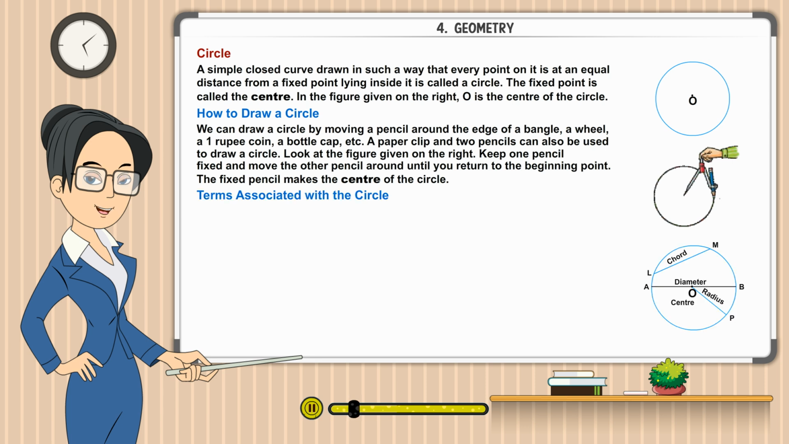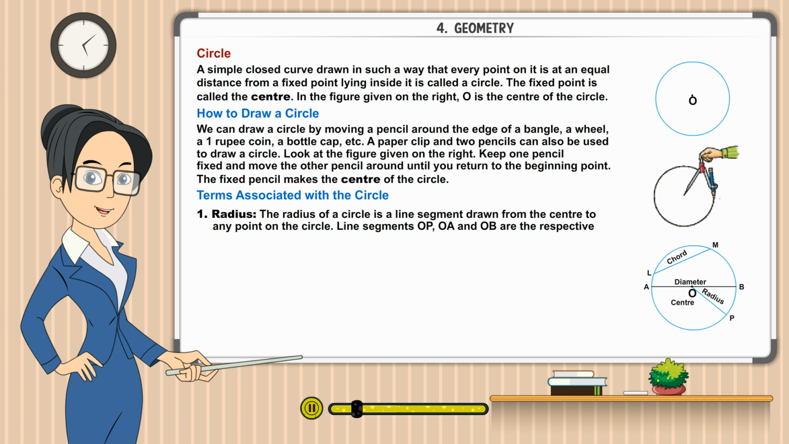Terms associated with the circle. Radius. The radius of a circle is a line segment drawn from the center to any point on the circle. Line segments OP, OA, and OB are the respective radii of the circle. All the radii of a circle are equal in length. Plural of radius is called radii.